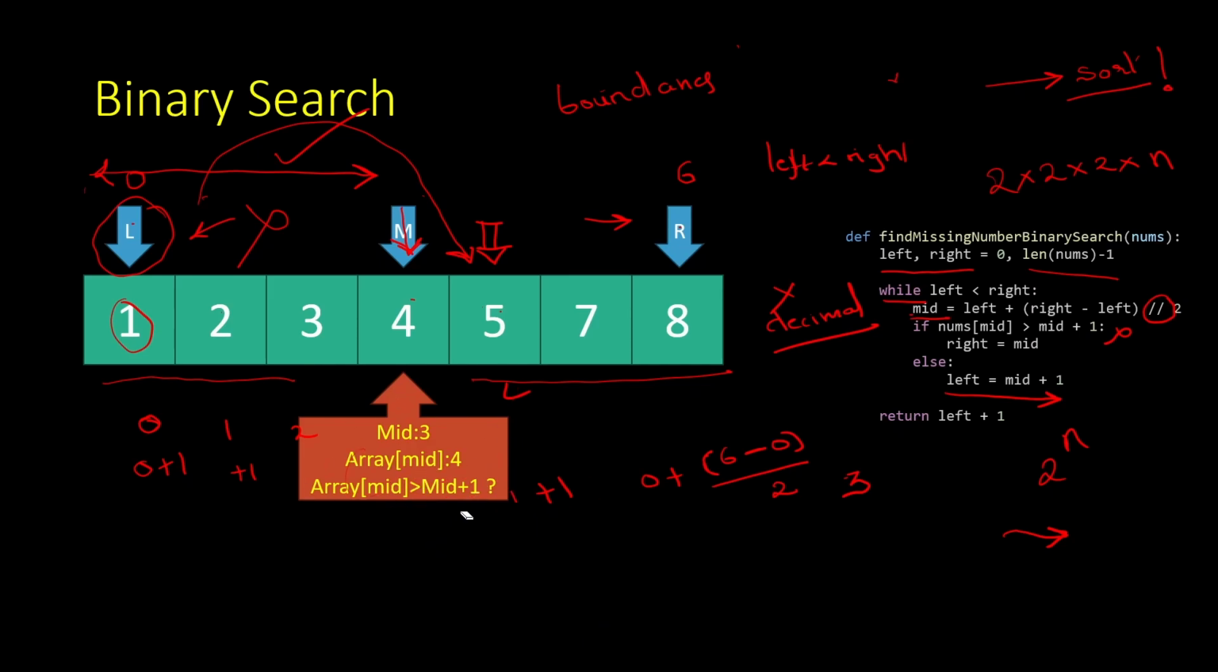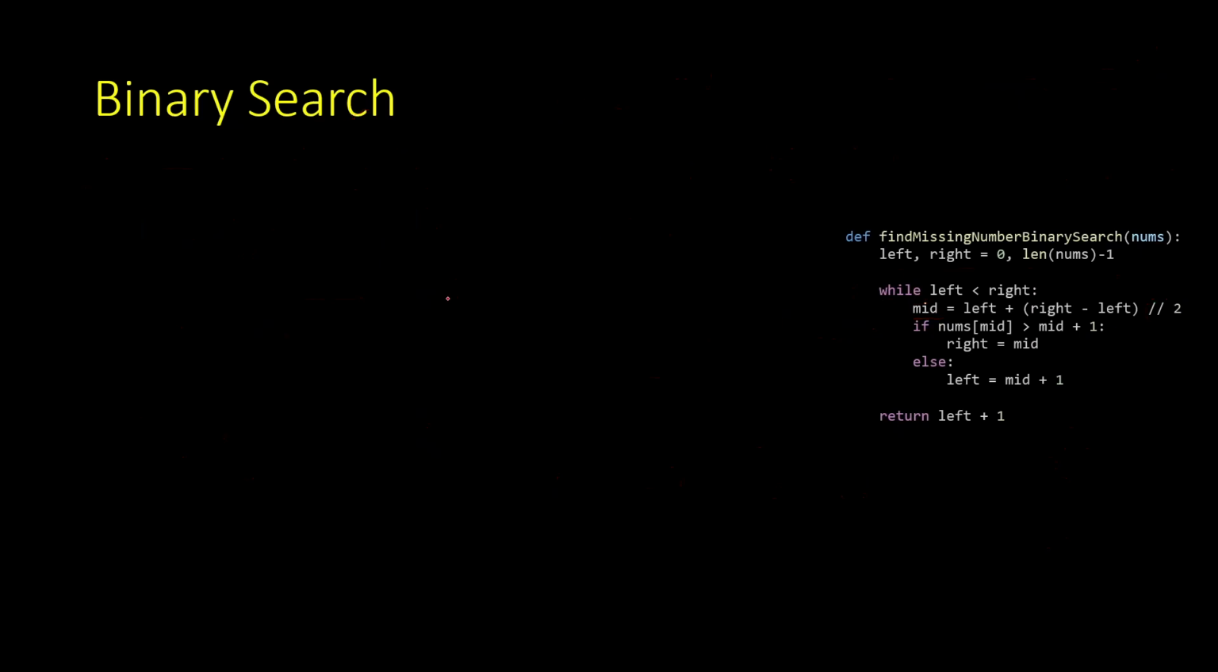Yeah. So we have seen mid is 3, and what is the value at 3? 4. So is array of mid greater than mid plus 1, or is the element that is present greater than index plus 1? No. So no issue on the left side. Next, we have already gone through this entire while loop once. Now again we will be coming back.